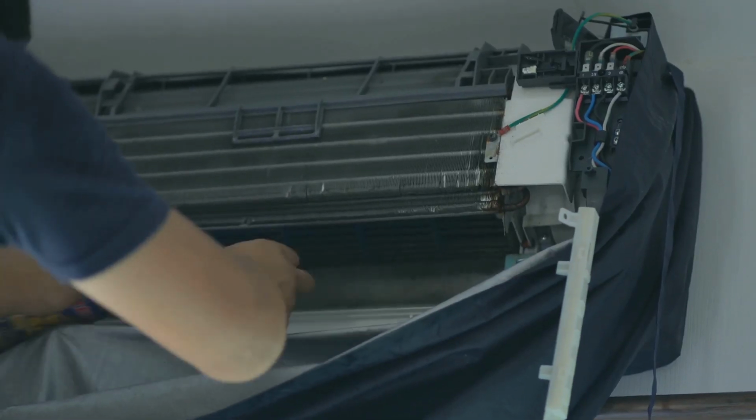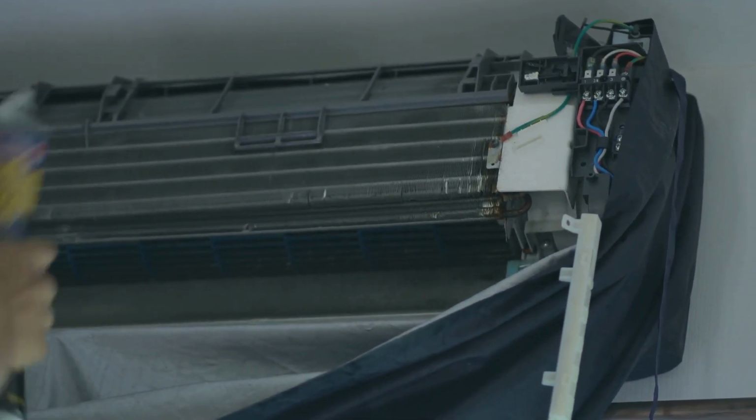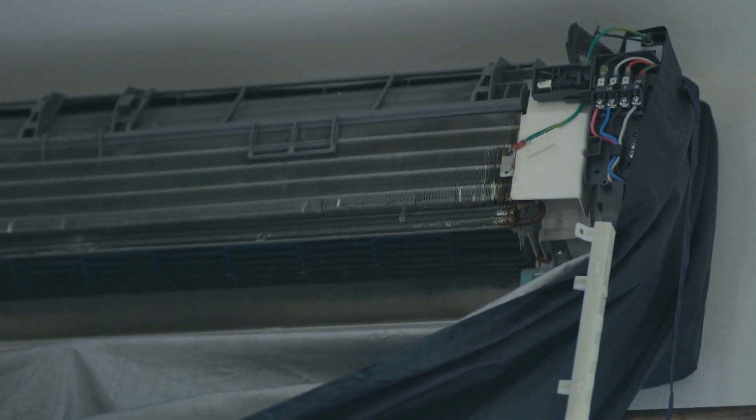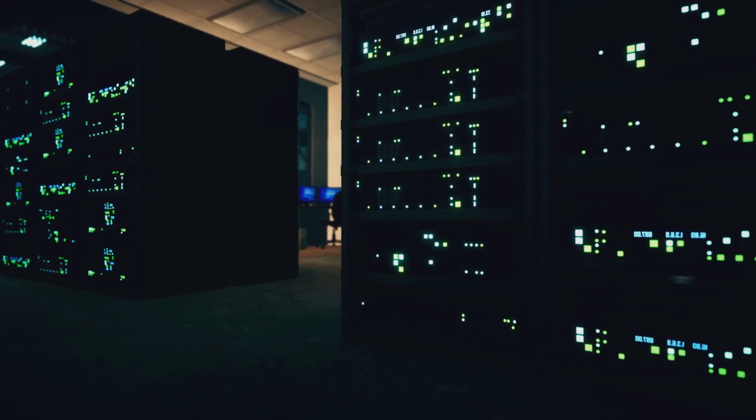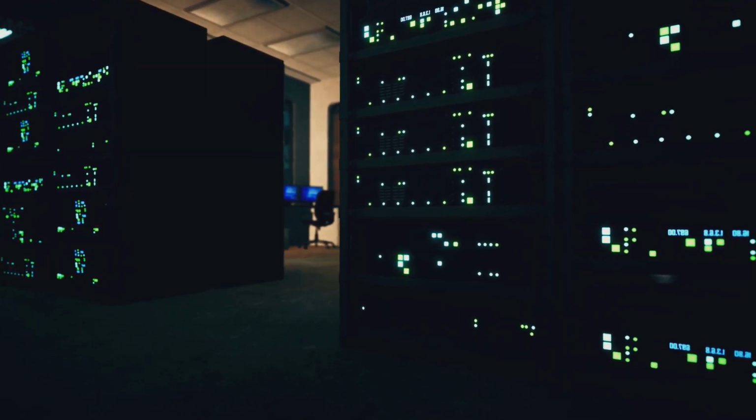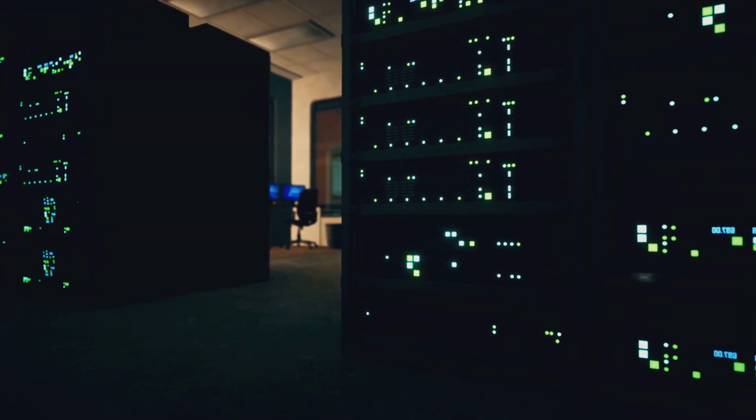Make sure your cooling units are clean and functioning properly, and check for any obstructions in the airflow path. By implementing these tips and investing in a reliable monitoring system, you can ensure that your data center stays cool, efficient, and operational for years to come.